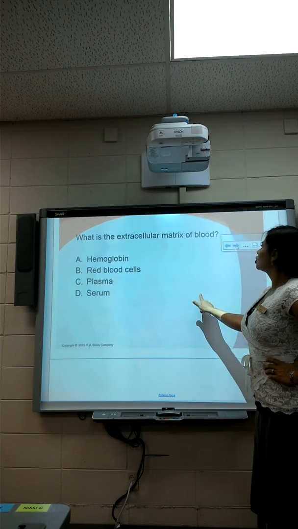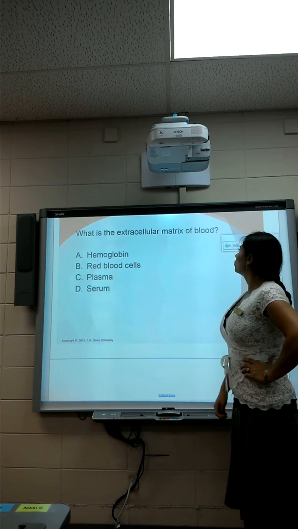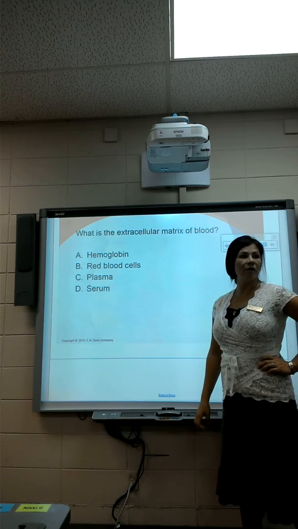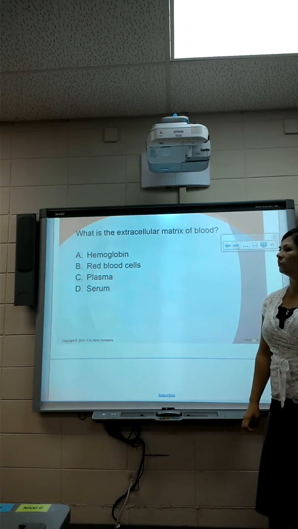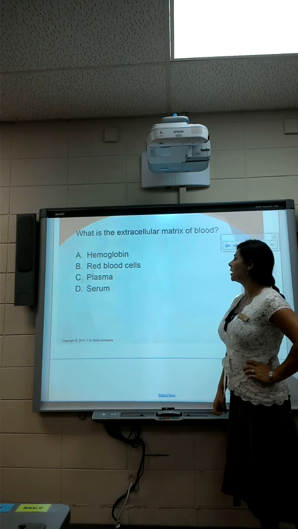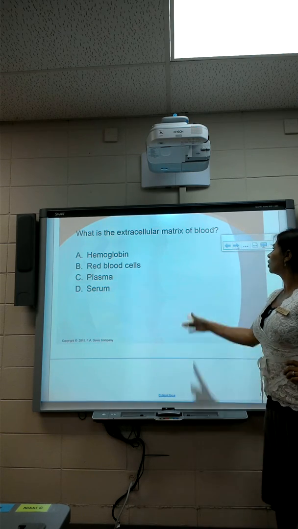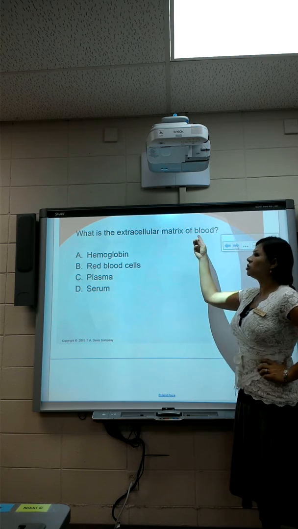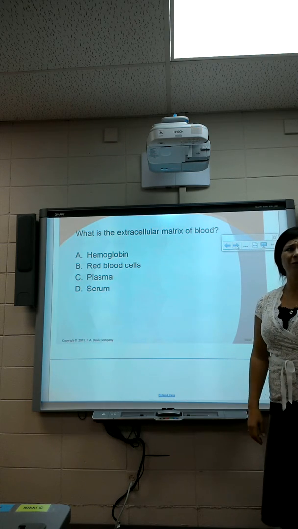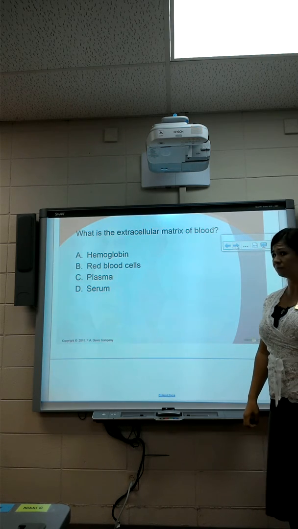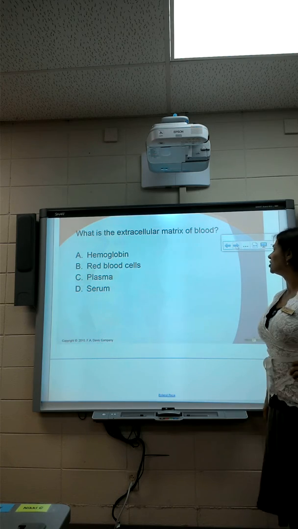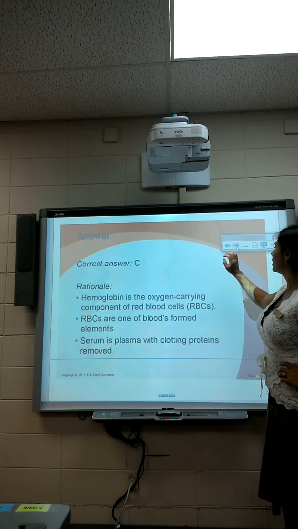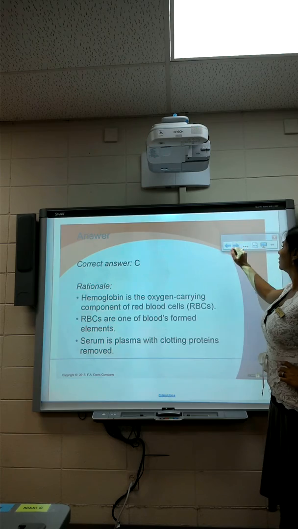What is the extracellular matrix of blood? So what's on the outside of the cells? What fluid was it? Plasma. It was plasma. Another question, what type of tissue is blood? That was from like lecture 2 or something. Oh, isn't it connective? It is connective tissue. Remember that. Don't forget, blood is connective tissue.